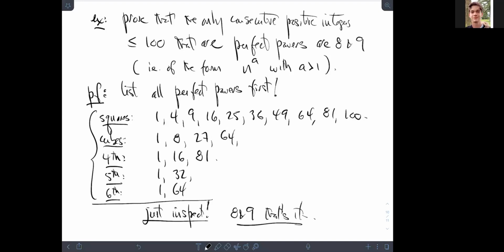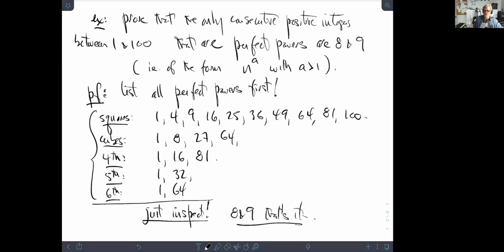I don't understand the question asked in this example. Prove that the only consecutive positive integers less or equal than 100 that are perfect powers are 8 and 9. Okay, so positive integers between 1 and 100. If you look at all the numbers from 1 to 100, some are perfect powers, some are not. And we're asked to see that of those that are perfect powers, there's only 2 that are consecutive. That's 8 and 9.